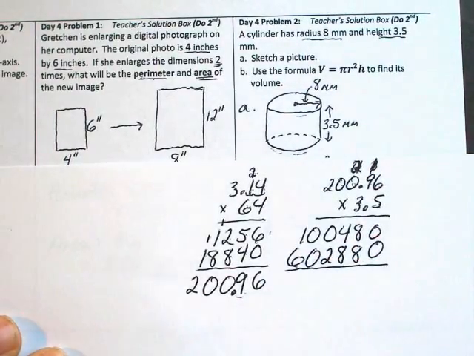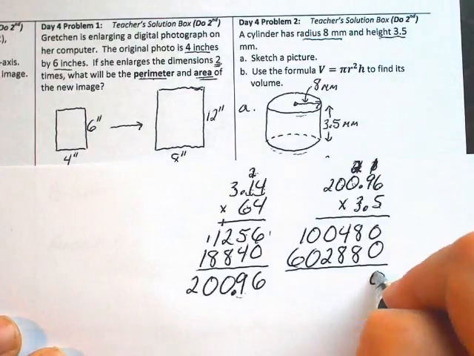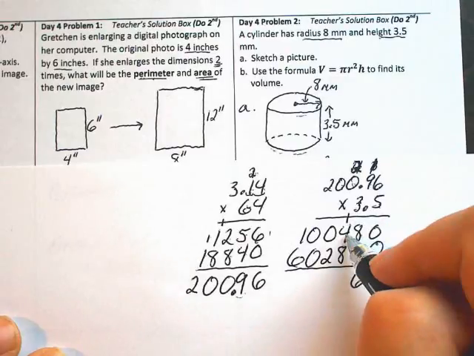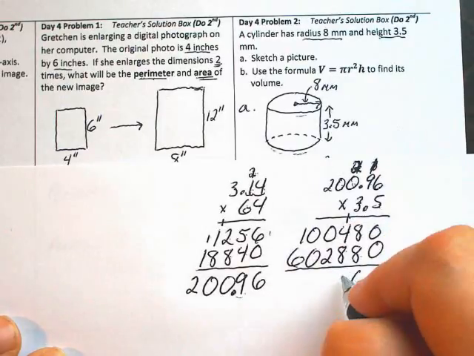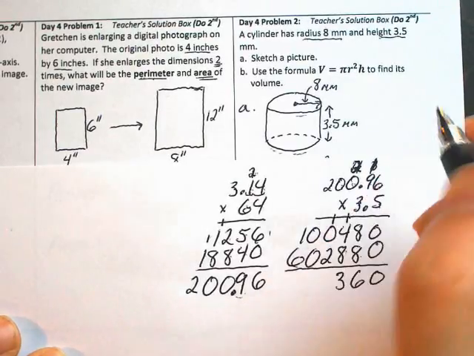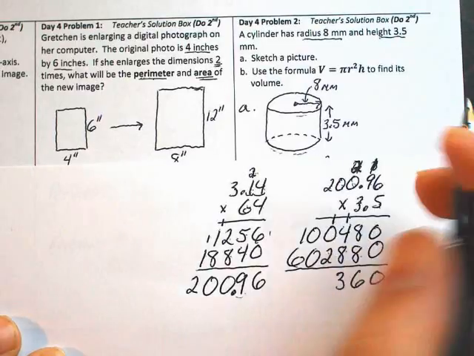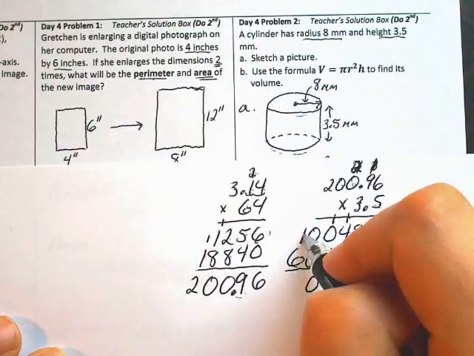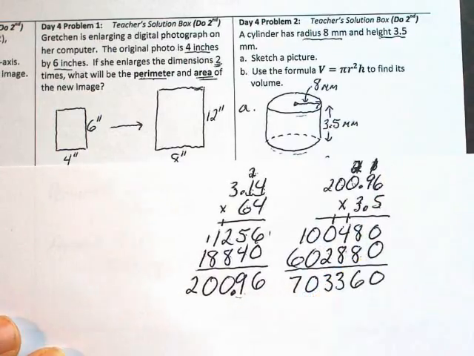And then add together these two results. So 0 and 0 is 0. 8 plus 8 is 16, carry 1. 4 plus 8 is 12, plus 1 is 13, carry 1. 1 plus 2 is 3. 0 plus 0 is 0. And 1 plus 6 is 7.